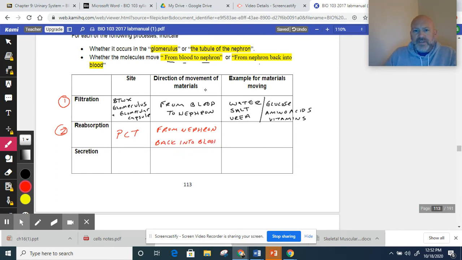And what would we want to send back in the blood? Well, glucose, we don't want to lose glucose in our urine. We don't want to lose amino acids. We need those. We've got to build proteins with those. Perhaps maybe some vitamins, we could put those back. Maybe not.